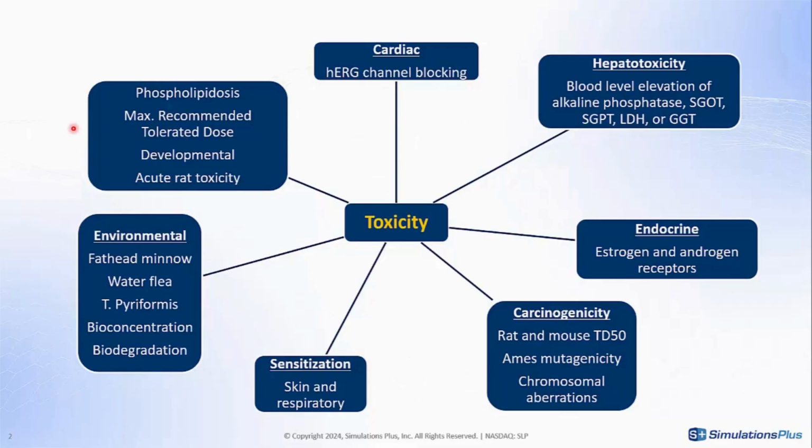Then in the upper left-hand corner, we have models which don't fit some of the other categories. Phospholipidosis, so potentially if the compound would cause phospholipidosis. Maximum recommended tolerated dose. This is a model which we created based on a journal article. And the idea behind the journal article was that compounds or drugs that are dosed in lower amounts are probably more toxic than those at larger amounts. So we have a particular cutoff. If the compound is predicted to have a recommended tolerated dose below that value, then it could cause toxicity. And then we have developmental and acute rat toxicity models also.